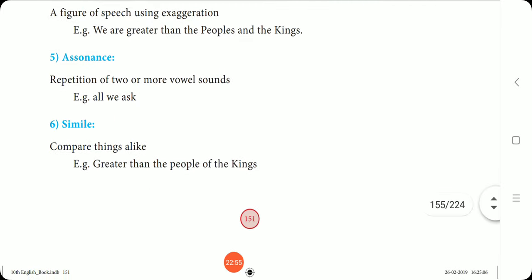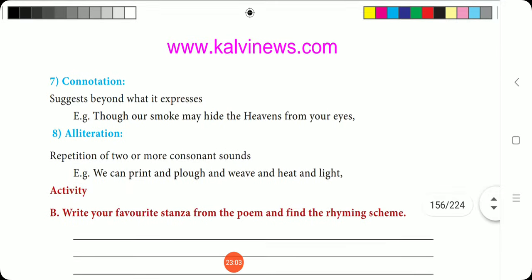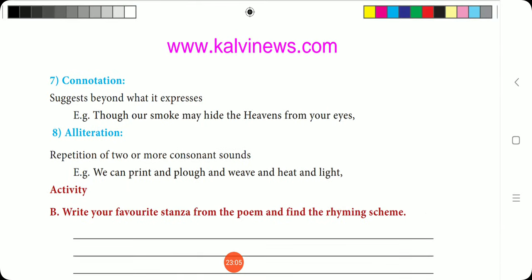Next one, assonance. Repetition of two or more vowel sounds. So we have seen it already. Next one is connotations. So it suggests beyond what it expresses. Okay, it adds additional meaning to the literal or the main meaning. So the example is, though our smoke may hide the heavens from your eyes.